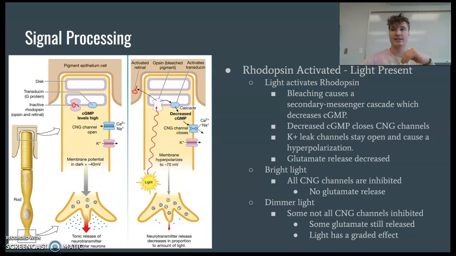This is in extraordinarily bright light. All rhodopsin would be activated, and all the CNG channels would be closed, and this would inhibit all glutamate release. You'd have no glutamate release at all. But in dimmer lighting settings, we're going to see this graded effect, where, depending on the amount of light exposure, it will affect how much glutamate is being released, with bright light having less glutamate released, and dimmer light having more glutamate released onto the bipolar cells.